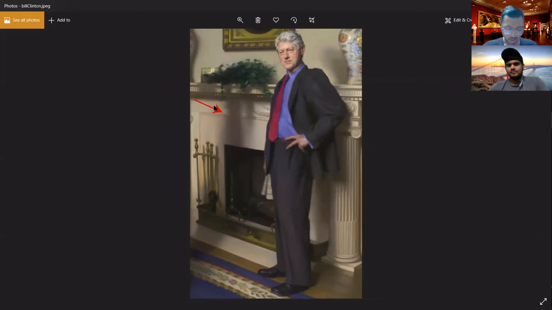So the shadow is actually about the fact that Bill Clinton was part of a scandal. He had an affair with someone in the White House. The name was Monica Lewinsky. Yes, I remember that.